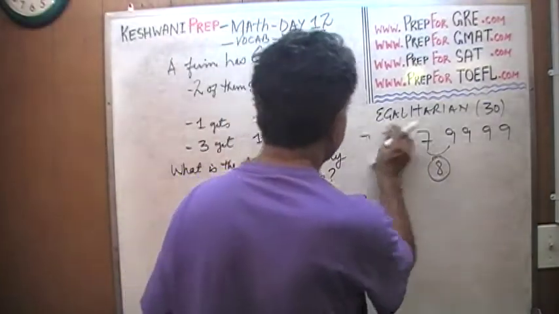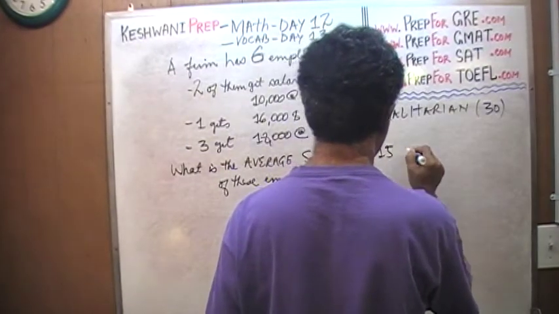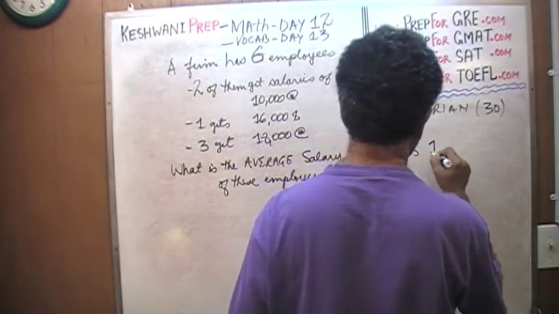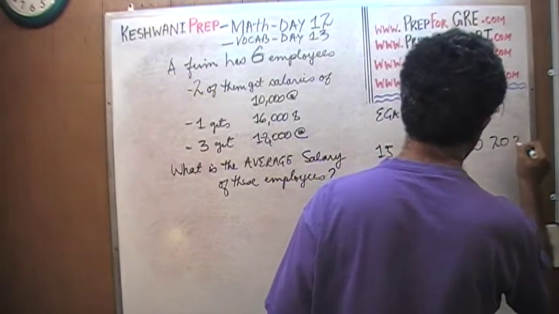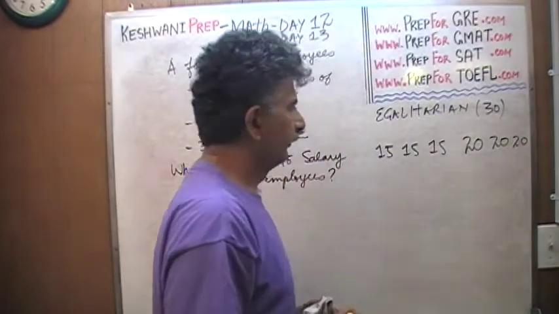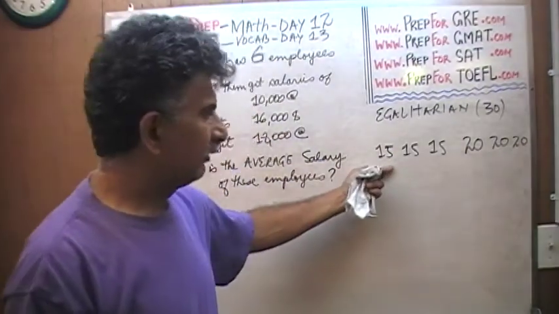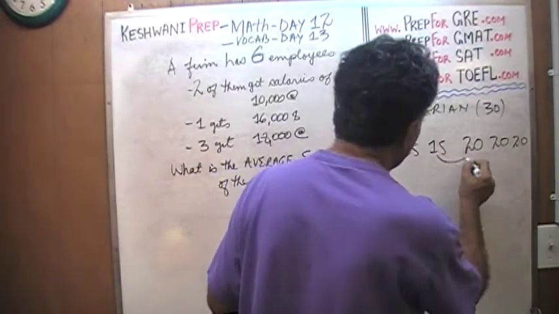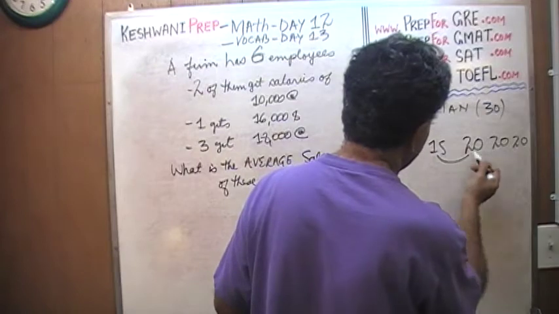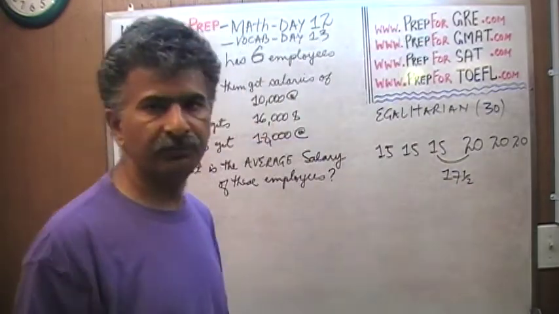Let's do one more. 15, 15, 15, 20, 20, and 20. What's the average of these 6 numbers? Well, there are an equal number of 15s on this side and an equal number of 20s on that side, therefore the average is the middle number. The middle of 15 and 20 is 17 and a half. That's it, that's your average.